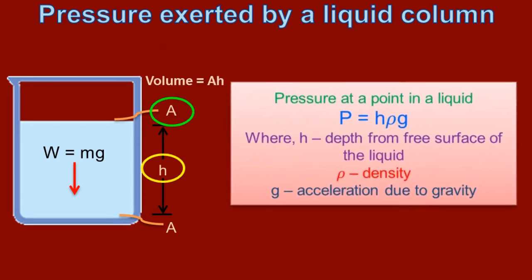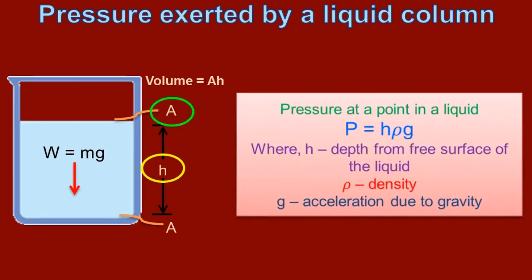Pressure exerted at a point inside a liquid, which is at a depth h from the free surface, is given by P equals h multiplied by ρ multiplied by g, where ρ is the density of the liquid, and g is acceleration due to gravity. By this formula, you can easily make out that the factors which affect the pressure at a point inside a liquid are h, ρ, and g.